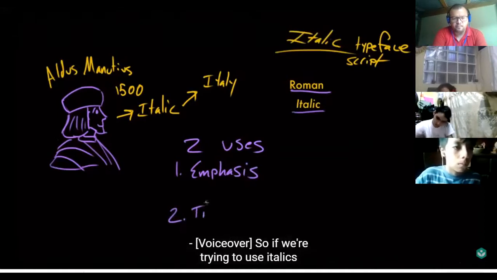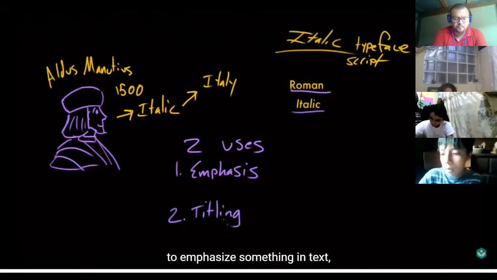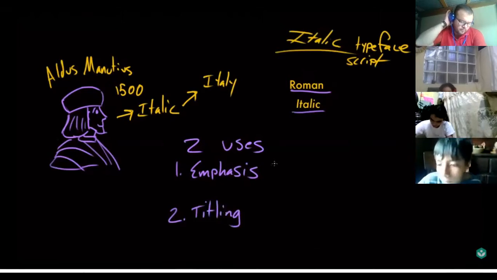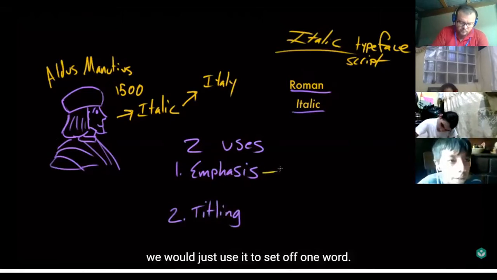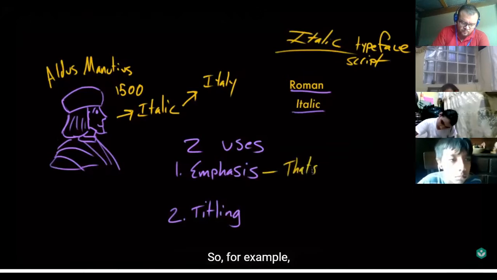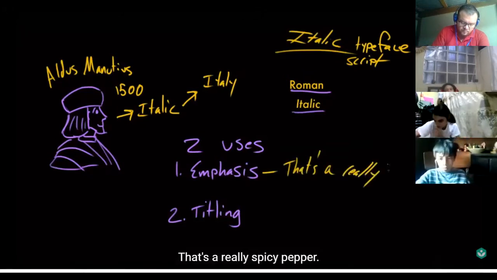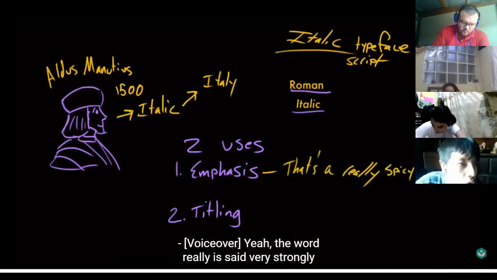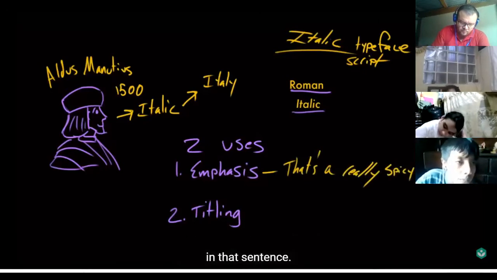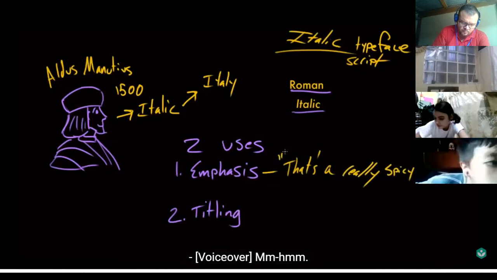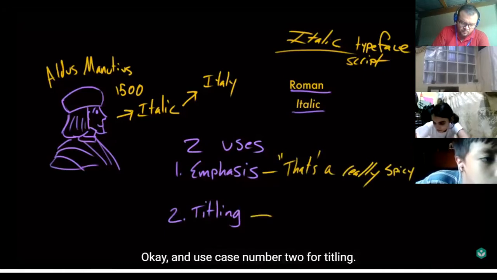So if we're trying to use italics to emphasize something, we would just use it to set off one word. So for example, that's a really spicy pepper. Yeah, the word really is said very strongly in that sentence. Okay, and use case number two, for titling.